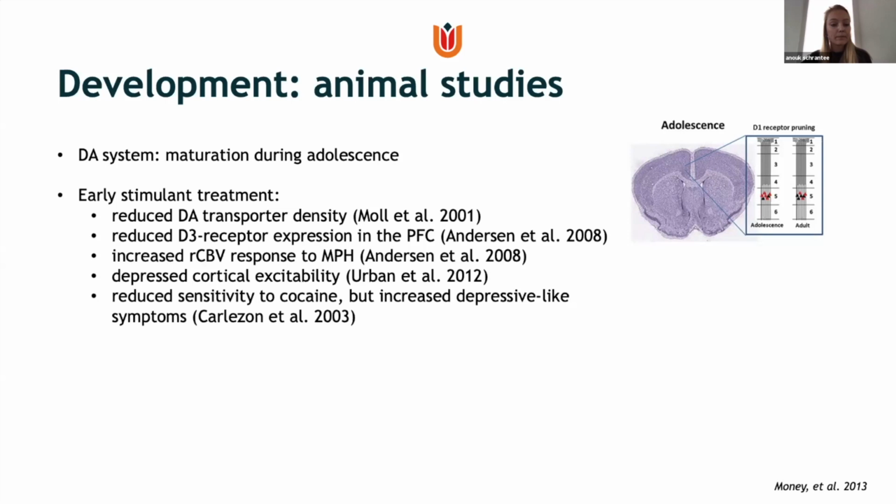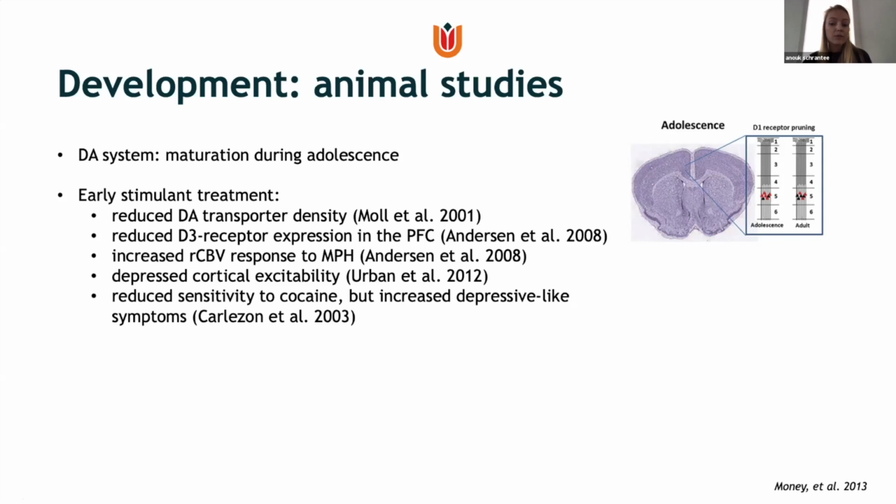Additionally, early stimulant use has been shown to reduce dopamine D3 receptor expression in the prefrontal cortex, increase regional cerebral blood volume responses to subsequent challenges with methylphenidate, and depress cortical excitability. Behaviorally, it's actually shown to reduce sensitivity to cocaine, which can be considered a positive feature, but increase depressive-like symptoms, which are, of course, negative consequences. This was all conducted in healthy animals.